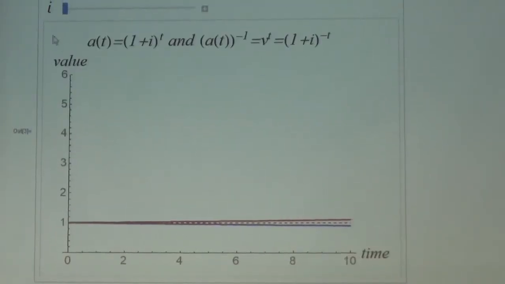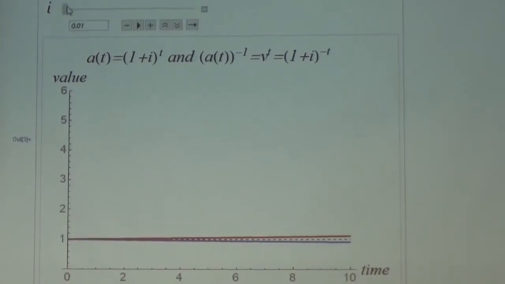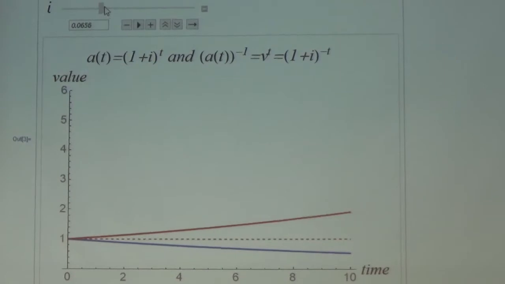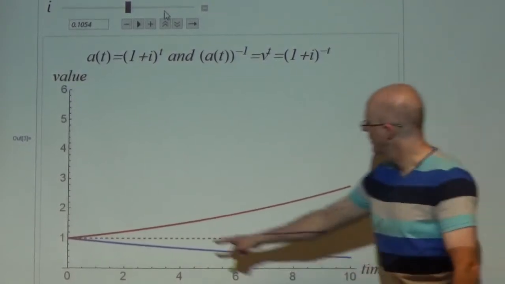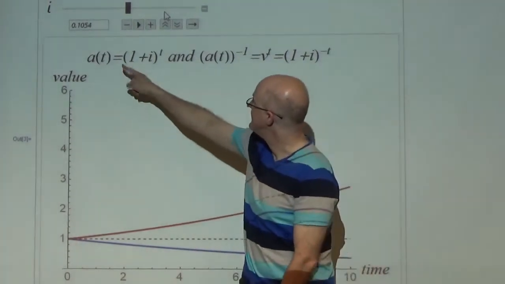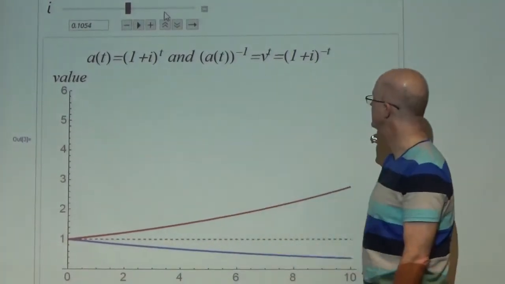Just want to emphasize a few things about this graph. I'm making this in Mathematica so I can change the interest rate. Let's increase the interest rate a bit. The red graph is your accumulation function, A(t) = (1+i)^t, and the blue graph is its reciprocal, v^t.